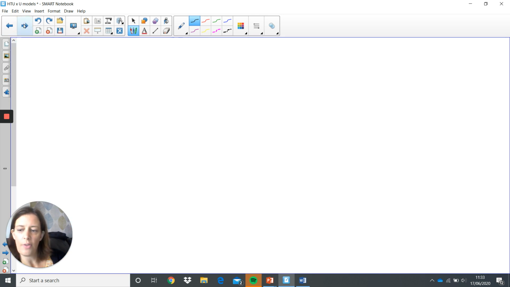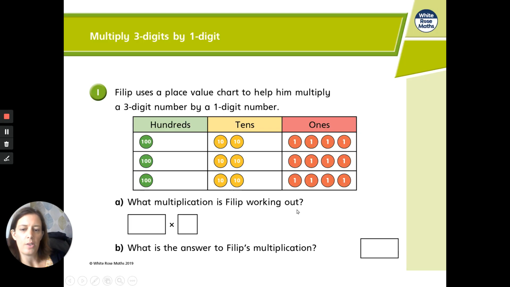Right, so now we're going to have a look at some problems. Using the same idea that I've just been showing you there, can you have a go at working out what's happening here? Philippe uses a place value chart to help him multiply a 3-digit number by a 1-digit number. So there's the place value chart. What multiplication is Philippe working out? And what's the answer to Philippe's multiplication? Pause the video while you try and work out those missing boxes.